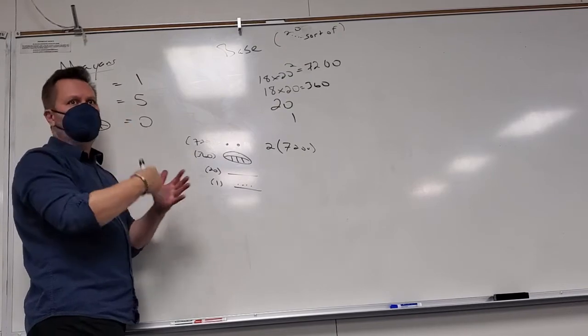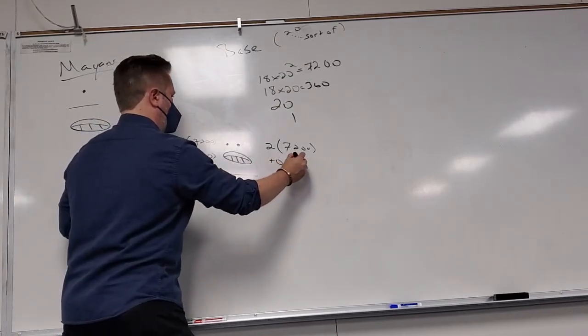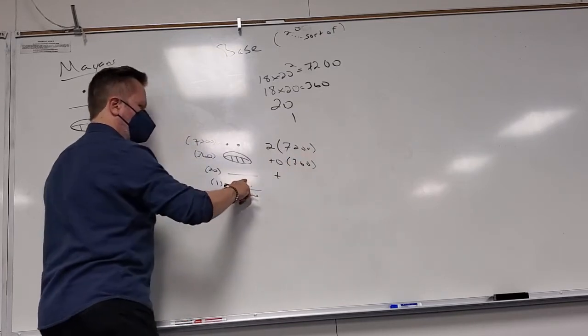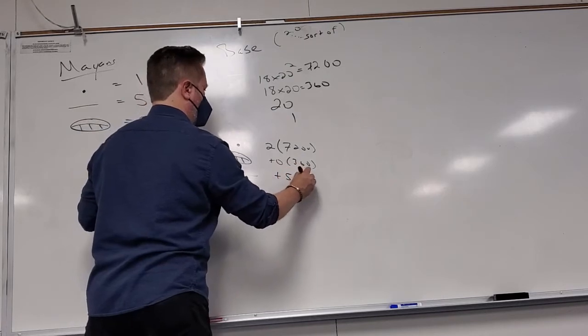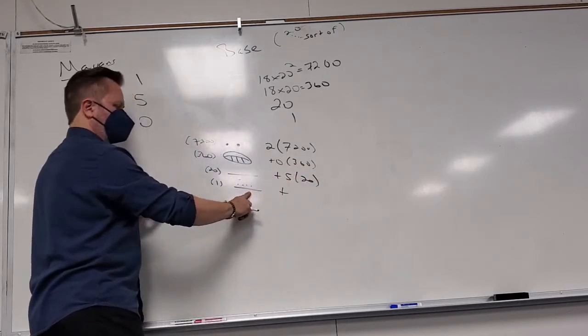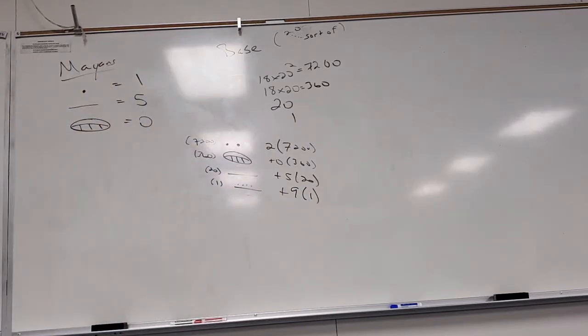Right? And then it's multiply and add. It's multiply and add, baby. So you got 0 360s. I got how many 20s? 5. 5 20s. And then I got 9 ones. And now you just got to put that together. Easy peasy.